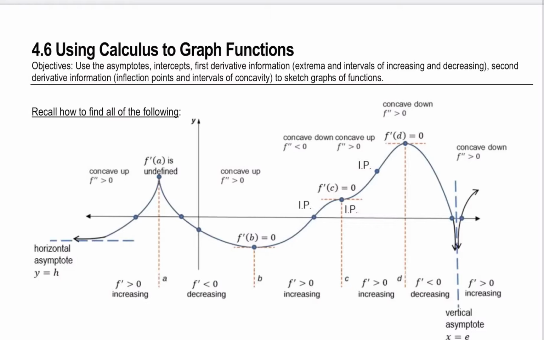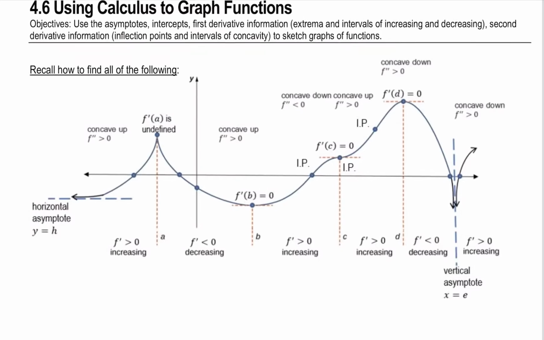So here's a graph, and we have to remember how to find all of it. We need to be able to remember how we find those asymptotes, how we find all of our increasing, decreasing, concavity intervals, inflection points, maxes, and mins. So we're just going to jump right in and go through some examples here.